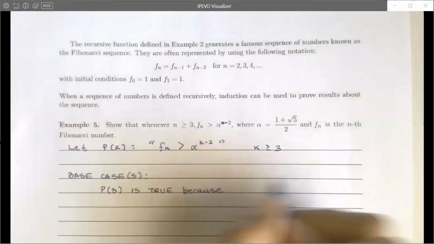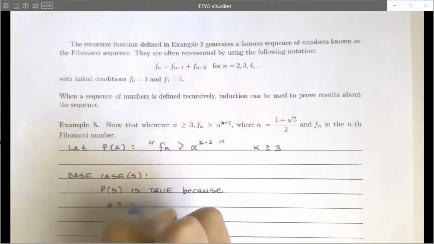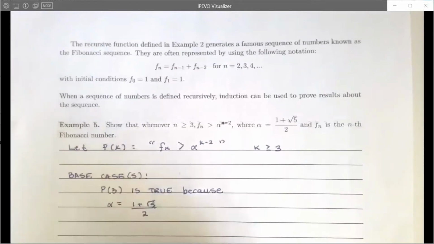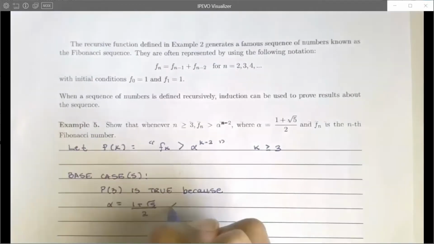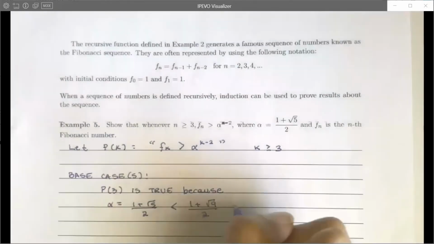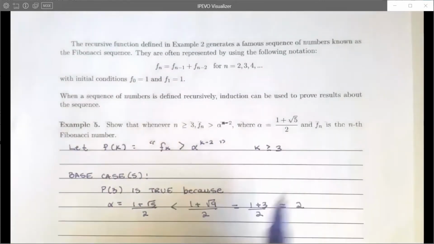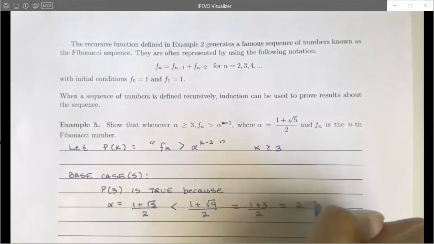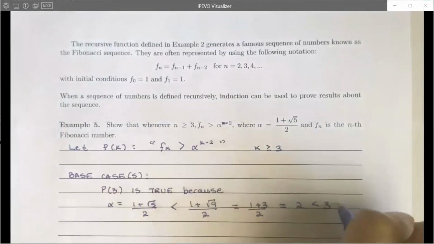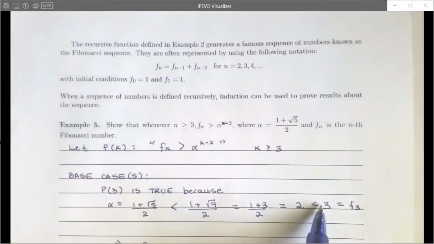P of 3 is true because alpha is equal to 1 plus the square root of 5 over 2 by definition, which is going to be less than 1 plus the square root of 9 over 2, because the numerator will be larger, which is equal to 1 plus 3 over 2, which is equal to 2, because this is a 4 over 2, and that is less than 3, and that's actually equal to F3. So that means that F3 is greater than alpha.